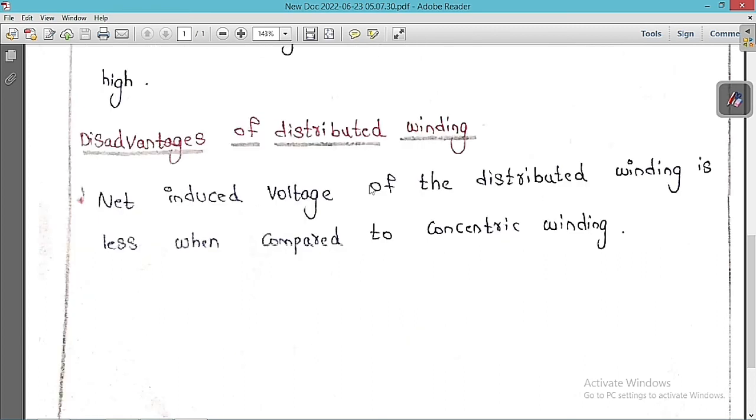And the disadvantages of using the distributed winding. What is the disadvantage? The net induced voltage of the distributed winding is lesser when compared to the concentric winding. This is the same principle which holds for the short pitch winding. In a distributed winding, the EMF induced is always less when compared to the concentric winding. I have already told this important point. Kd is the ratio of the EMF induced in the distributed winding per phase to the EMF induced per phase in the concentric winding. So its ratio is always lesser than 1.